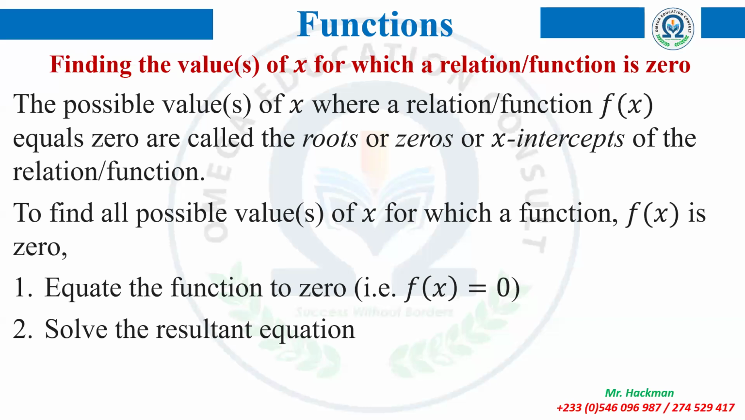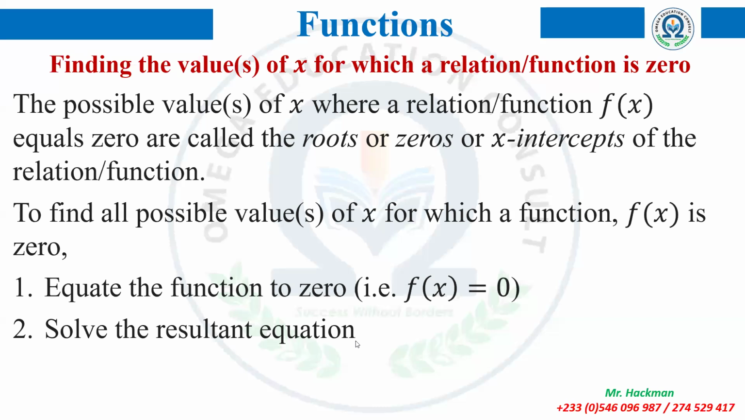And these are the steps that you are supposed to go through to get the zeros of the relation or function. So to find all possible values of x for which a function f of x is 0, step 1, we equate the function to 0, i.e., if the function is f of x, you equate it to 0. So you set your function, the whole of your function, to 0. Then step 2, you solve the resultant equation.